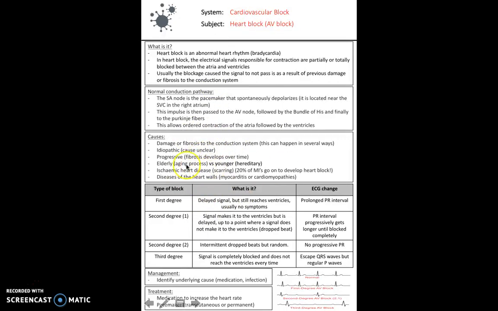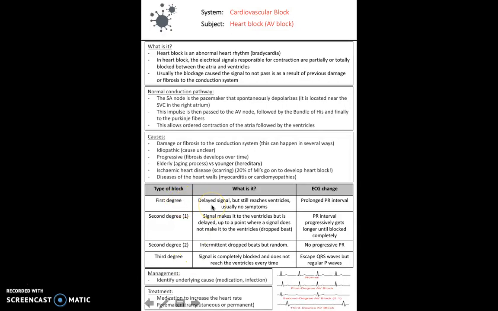The causes of heart block include damage or fibrosis, as we've said, so this can happen in several different cardiovascular pathologies, but overall it's causing fibrosis and damage to the conduction system, leading to that impulse not being passed on as it should be. Some causes of heart block are idiopathic, we don't know, but also it could be progressive or due to the patient being elderly, so the aging process, or younger, for example a hereditary process. There are many different causes that can cause heart block. But again, be aware of the classification.